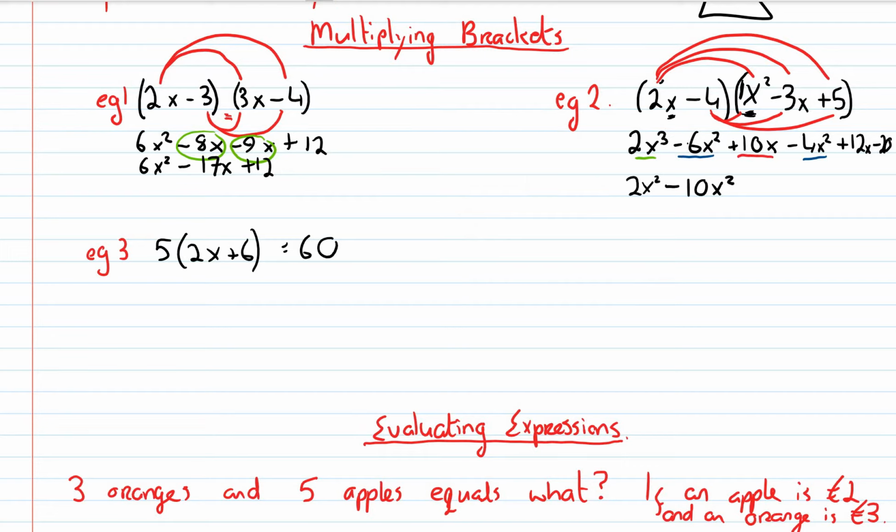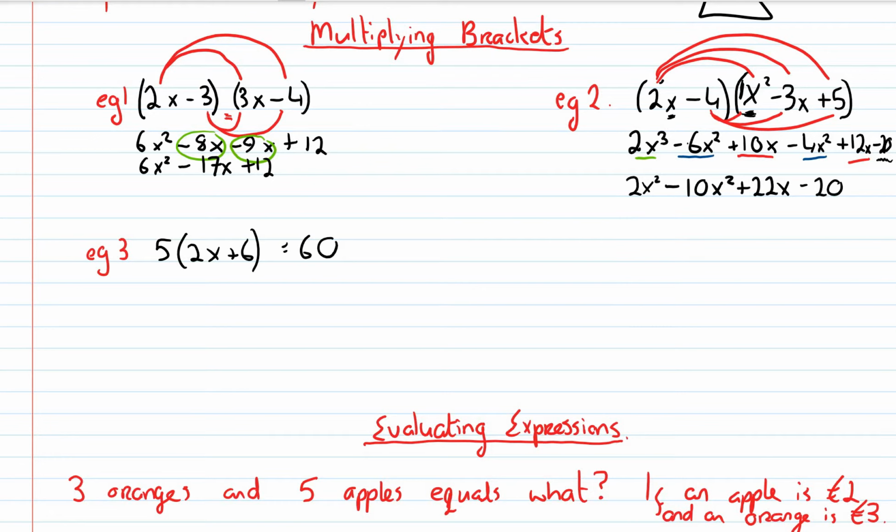Have we any x's? We have here and here. 10x and 12x, 22x, and it's plus because the signs are the same. We add the numbers and use the common sign. And lastly, we have a minus 20 here on its own. And there we go, that's that done.